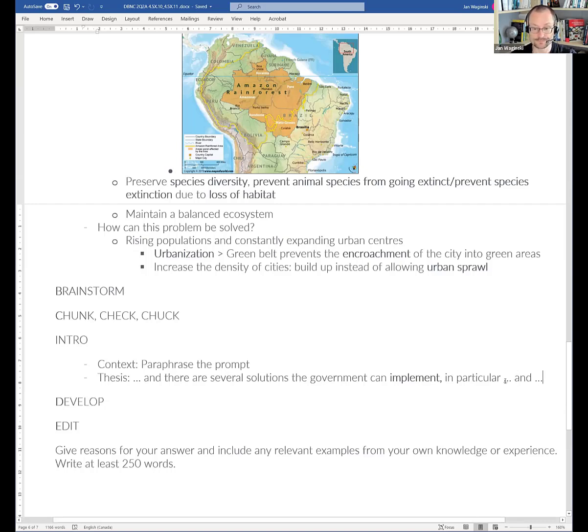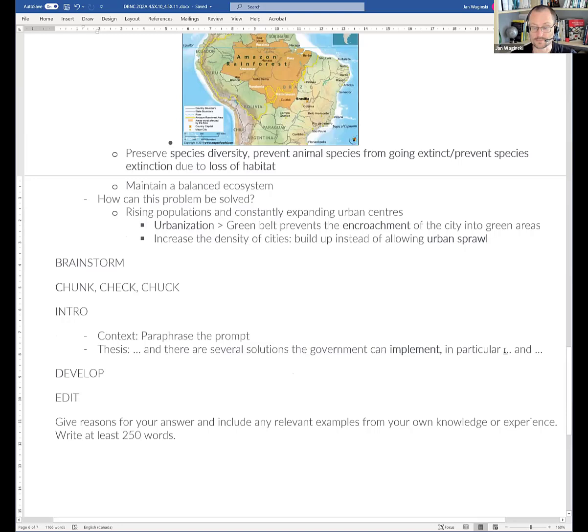In particular, limiting urban expansion and mandating that development be vertical rather than horizontal. Right, so we need more tall buildings to accommodate the growing population instead of more suburbs. Remember, suburbs are the areas around the city and they keep growing, growing, growing. There's no limit to how big they can grow. Okay, so we want to prevent urban sprawl.